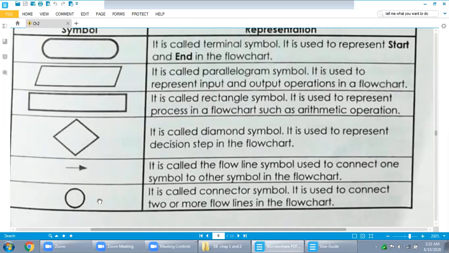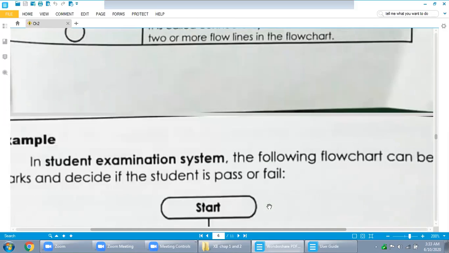Next one, circle. This one is known as the connector. Whenever we join two statements or two steps together, we will use the connector symbol. It is called the connector symbol. It is used to connect two or more flow lines in the flowchart.